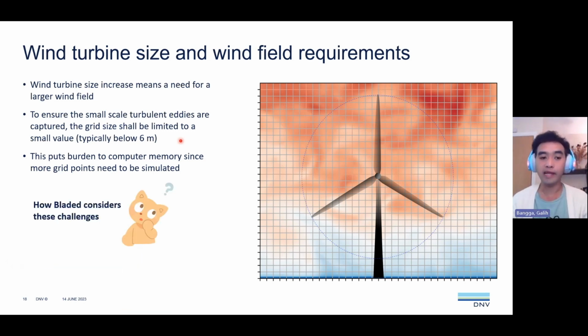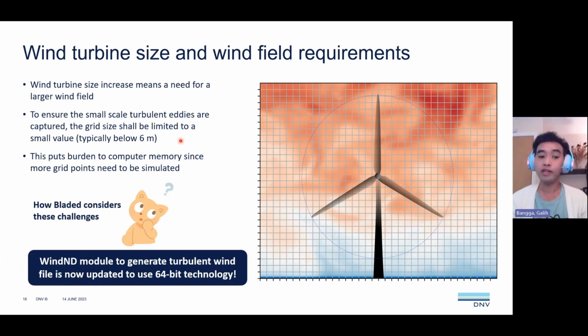And how does Bladed actually consider these challenges? That's one of the main important questions that we would like to try to answer in the following presentation. So first of all, it's quite simple. The Wind Eddy module is a module that is used to generate turbulent inflow files in Bladed. It is now updated to use 64-bit technology.